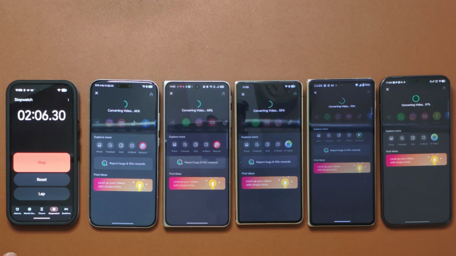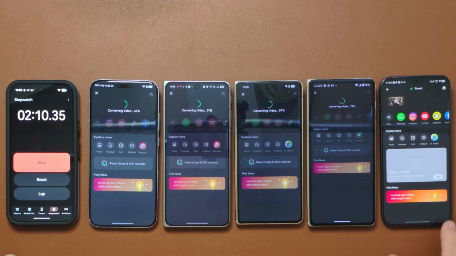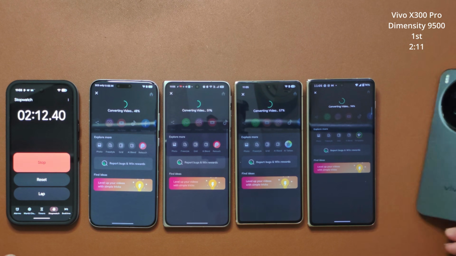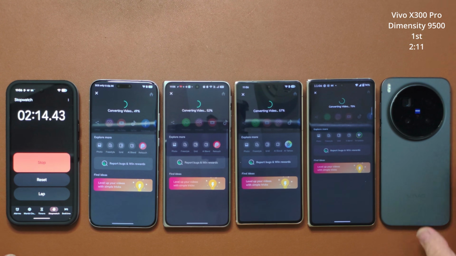So as you can see here, about to finish right now is the Vivo X300 Pro. It finished at 2 minutes and 11 seconds. Now looking at it, you can see that the phone right next to it is right behind it. So let's speed things up until that one gets done.